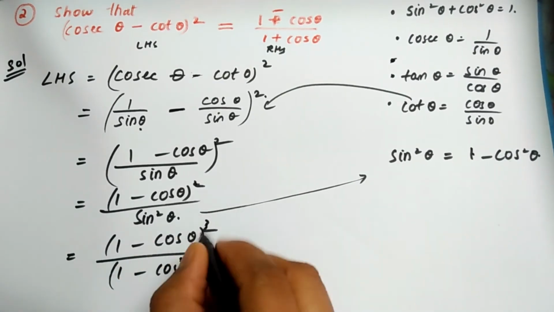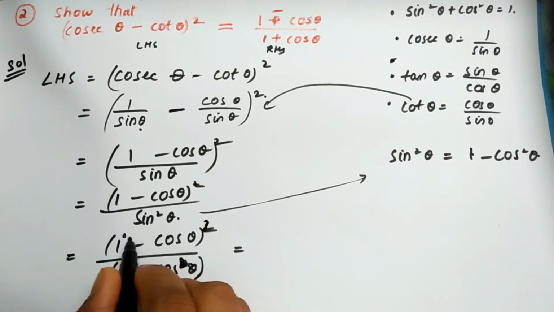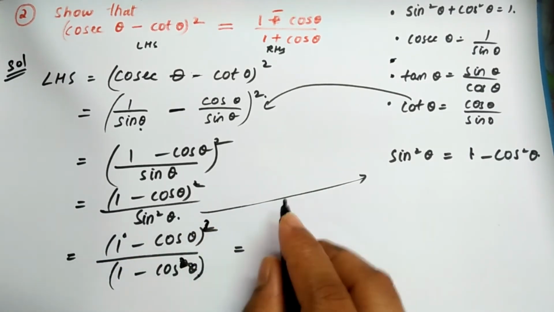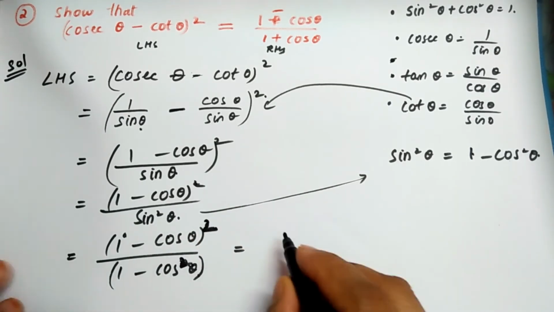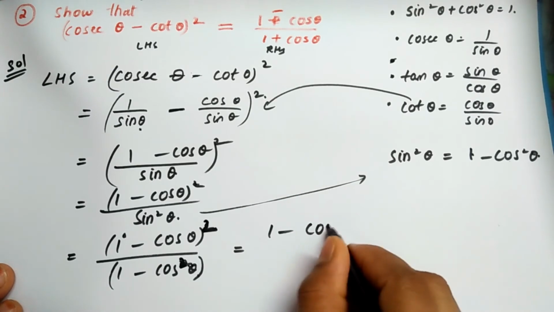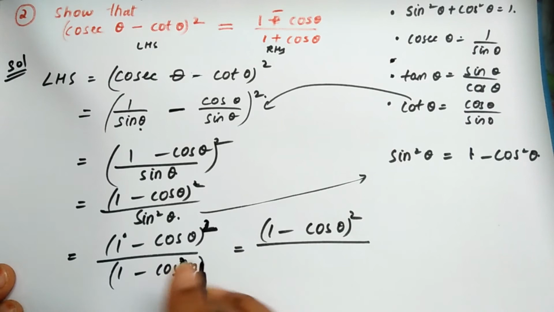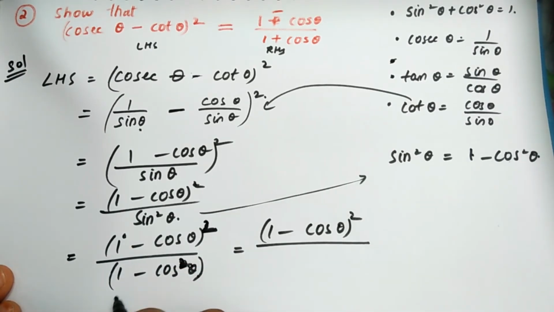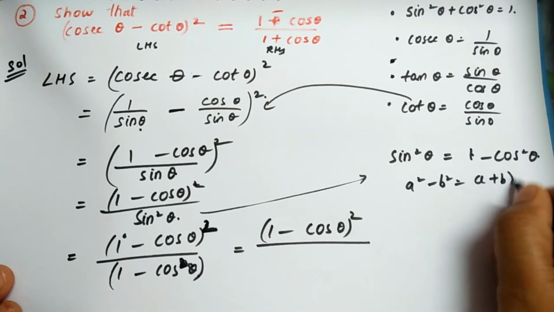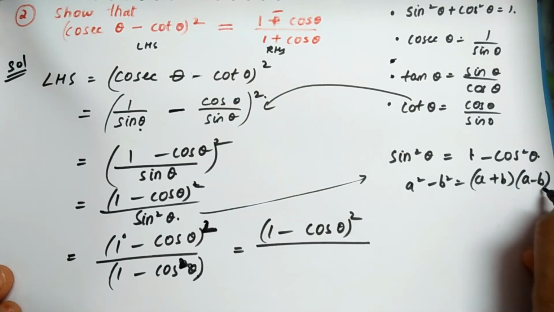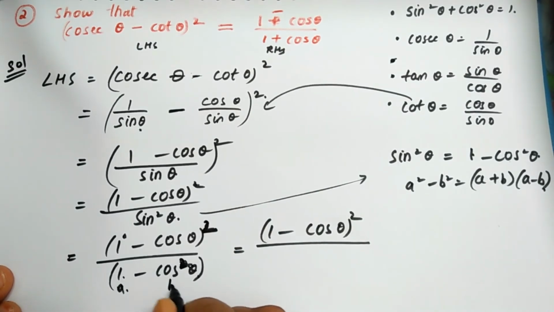Now here we can either expand this as a minus b the whole square, or, depending on the denominator, we act on the numerator. We have 1 minus cos theta the whole square divided by 1 minus cos square theta. We are familiar with the formula that a square minus b square is equal to a plus b into a minus b, so we will apply the same formula here.